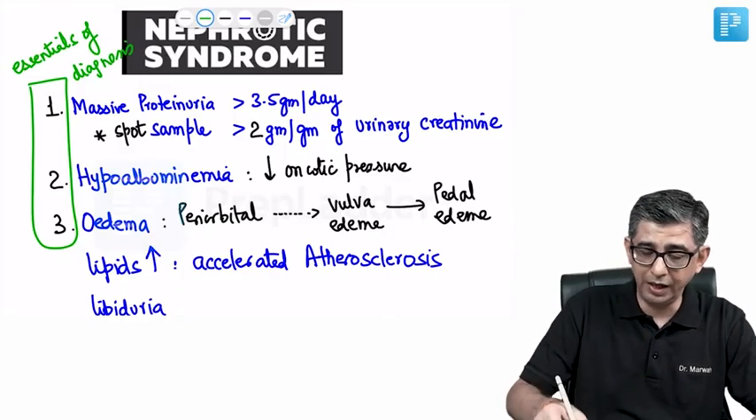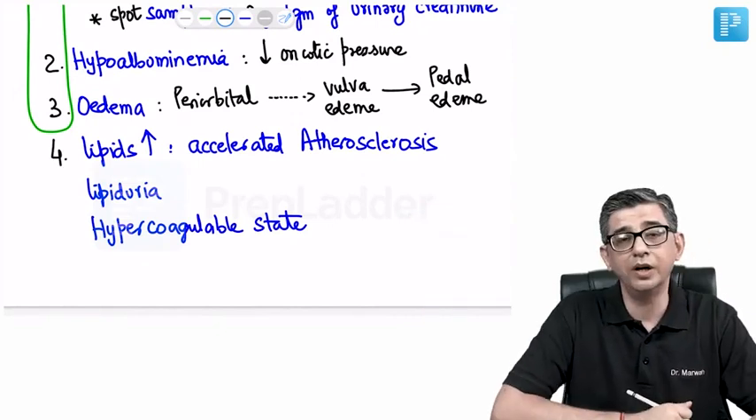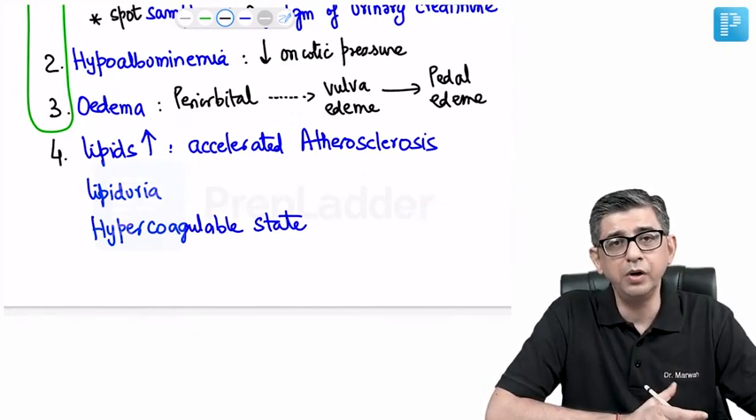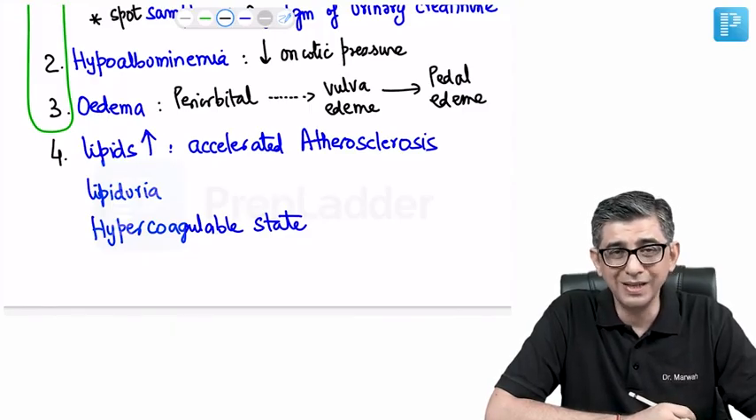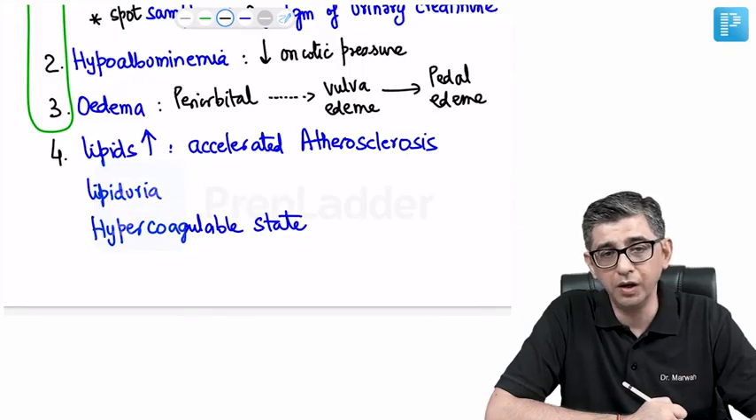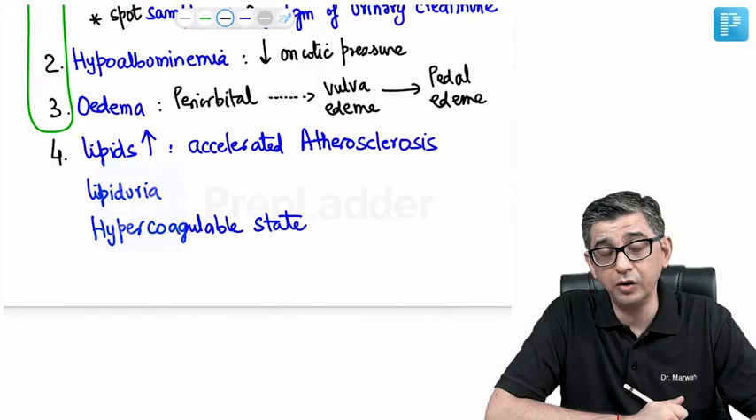Now, other features can be present in this condition, but why are they not essentials of diagnosis? It is because hyperlipidemia can be present for multiple reasons. Even diabetic patients can be having hyperlipidemia. Even SLE patients in later stages after 45 could be having hyperlipidemia. So we do get accelerated atherosclerosis in nephrotic syndrome.